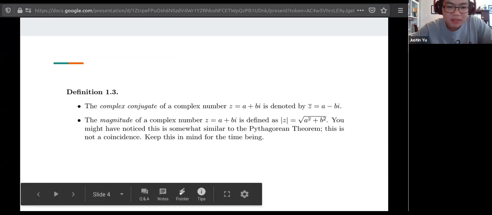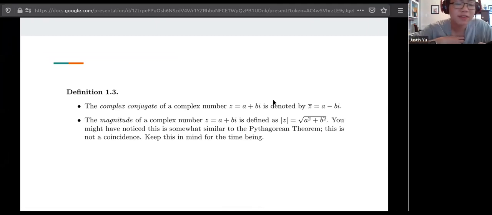Okay, so this is also how it's denoted. You can do it however you want, just as long as you know what it is. All right, next we have the magnitude of a complex number, and it is defined in the following way.